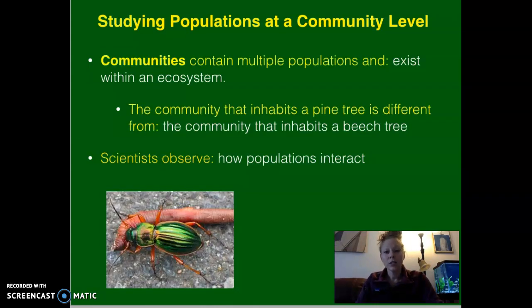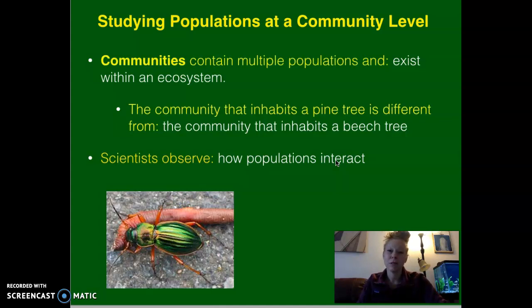When we study populations at a community level, we're studying how those individual populations interact. So remember that the definition of a community is populations interacting. Once again, communities contain multiple populations and exist within an ecosystem. So scientists have to observe how populations interact. We need to understand which populations are increasing because they might be a food source.